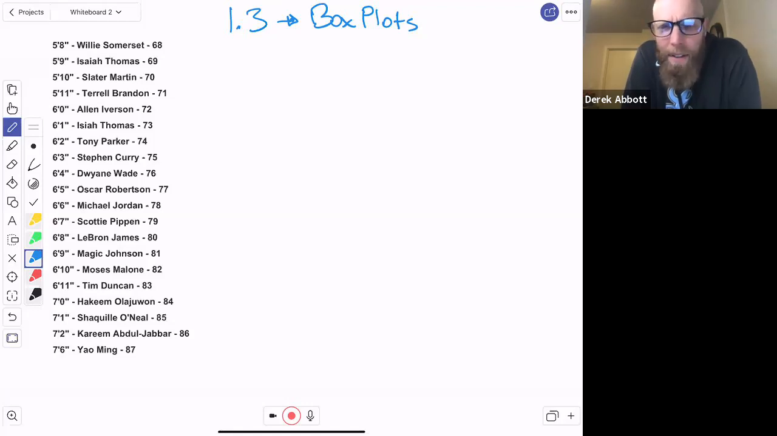So I have a data set here. This is the top 20 NBA players by their height, right? They said, who is the best 5'8" player in NBA history, I guess. I don't know, it came from a website. This is where they believe that these are the best players at that height.